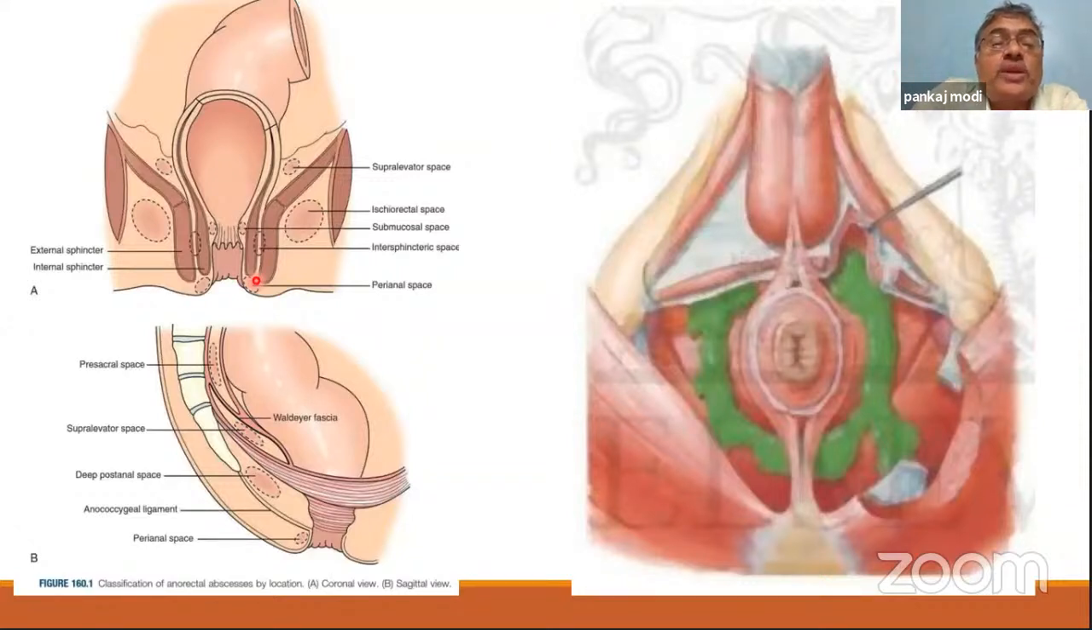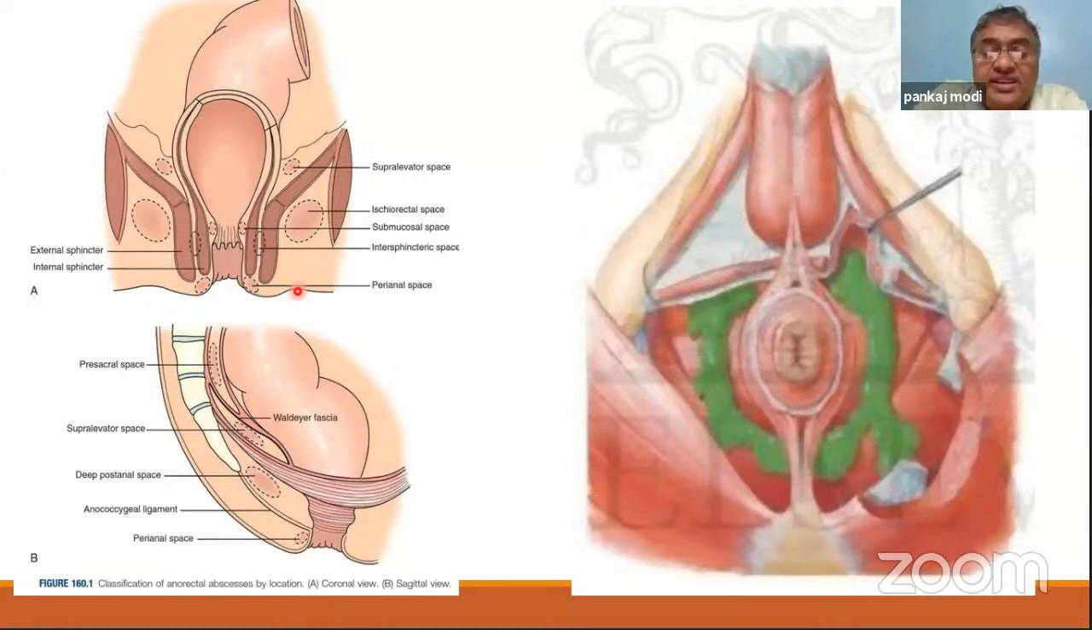Similarly, you have shown the ischiorectal abscess. Go lower down, up to the skin. So this is a potential ischiorectal space. Do you understand? If the abscess occurs here and it has to have an internal opening, how will it happen? It will have to pierce both the sphincters. So that is what is known as a transsphincteric fistula.